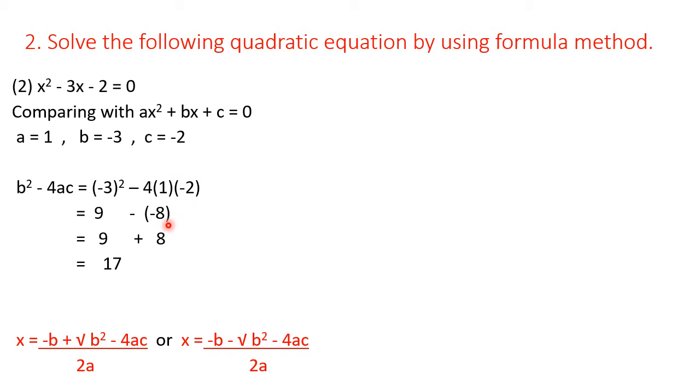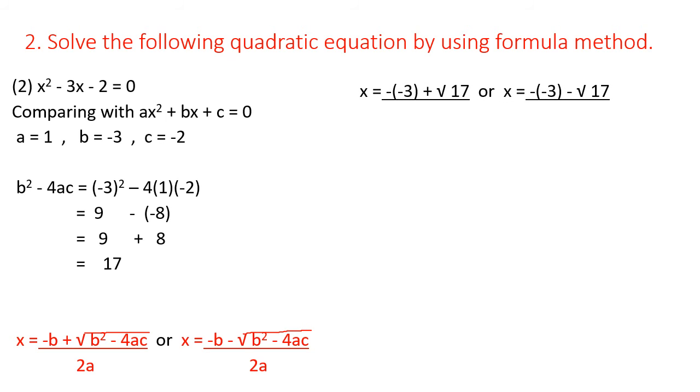But there is a minus sign inside, so we put this minus sign here, and this minus remains the same. Now minus into minus is nothing but plus, so 9 plus 8 is 17. So after that we write down the formula as always, minus b plus or minus under root b square minus 4ac, and then we substitute the values.